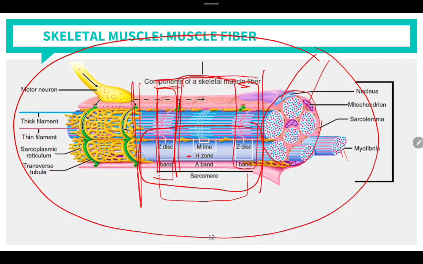Okay, bakit ko binibigyan ng highlight ito, guys? Because dito nangyayari yung pag-contract ng ating muscle. The reason why your muscle is able to do contraction, it's because of this. It's because of the sarcomere. Okay, isa-isahin natin yan, guys, no? In the next slide. Okay, let's see.